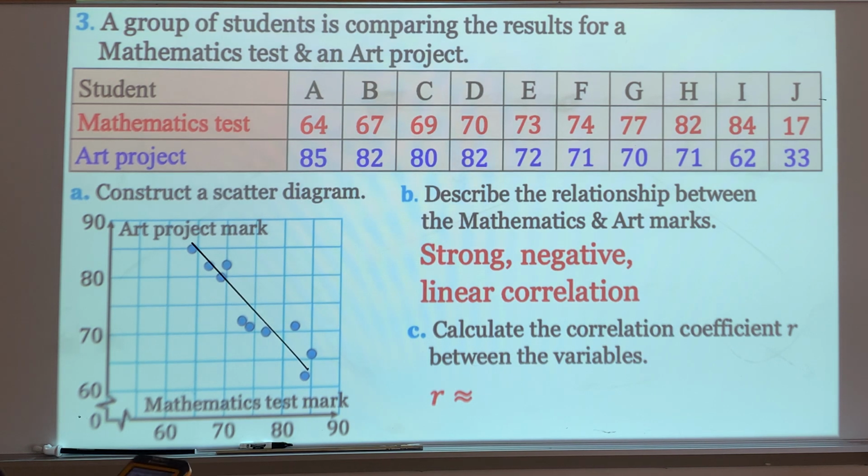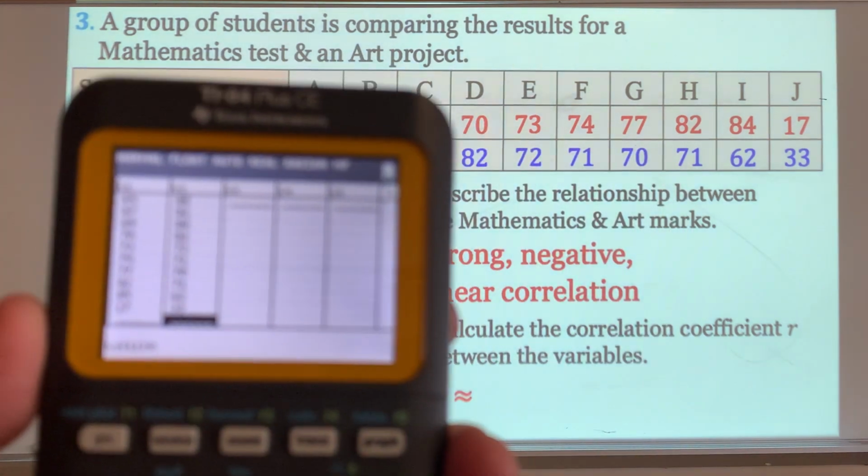Stat, edit. Got a lot of stuff in here from the last problem, so I'm going to go to memory, 4, clear all lists. Once again, stat, edit. I'm going to type in my stuff. 64, 67, 69, 70, 73, 74, 77, 82, 84, and 17. Whew, breathe. 85, 82, 80, 82, 72, 71, 70, 71, 62, and 33. Got all my stuff typed in here.